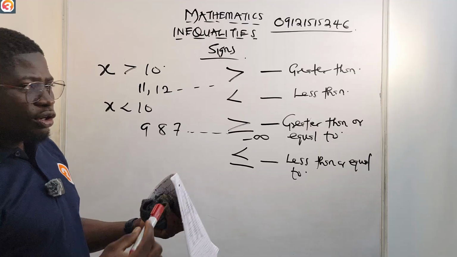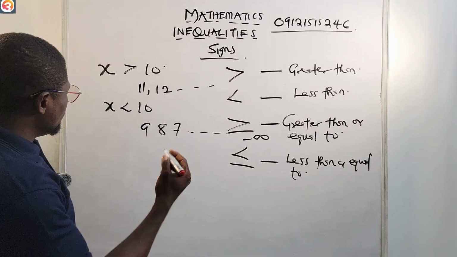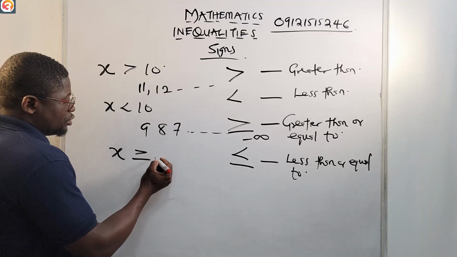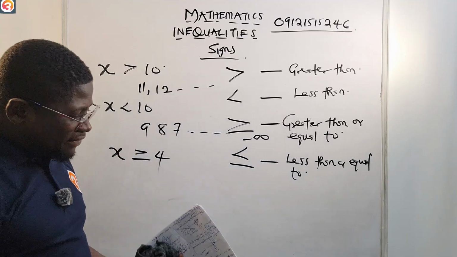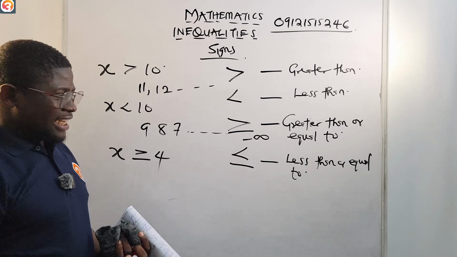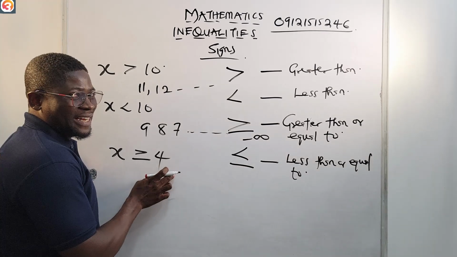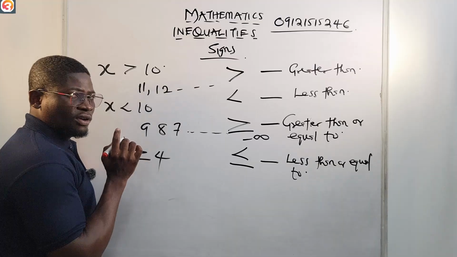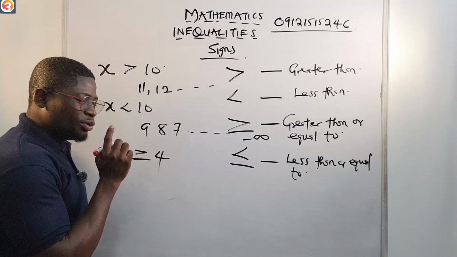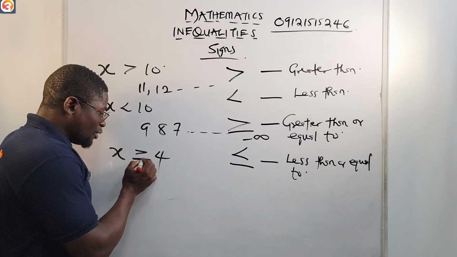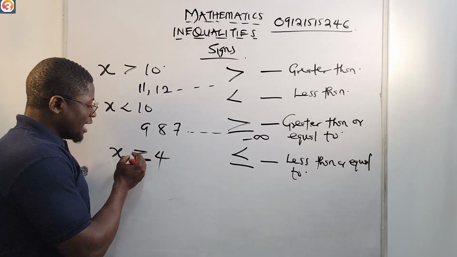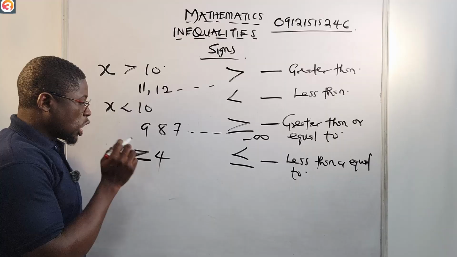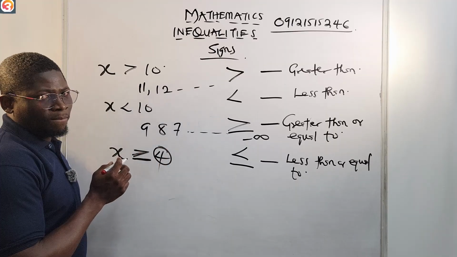Okay, so now we can also have, for example, let's say X greater than or equal to 4. If I have X is greater than or equal to 4, it means that the values that will satisfy this inequality will be values that are greater than 4 and 4 itself. Why is 4 itself included? Because of this equal to. This is greater than or equal to. So for that singular reason, it means 4 is included.